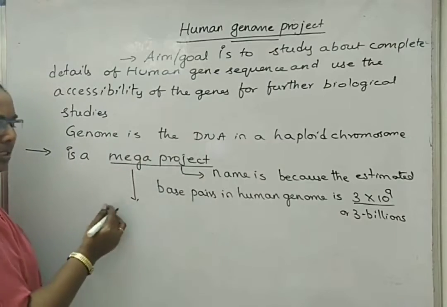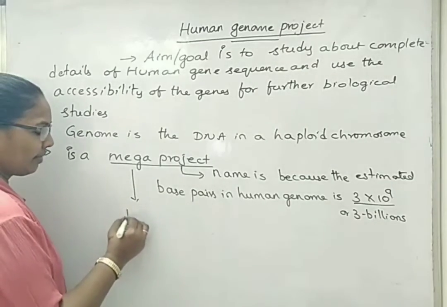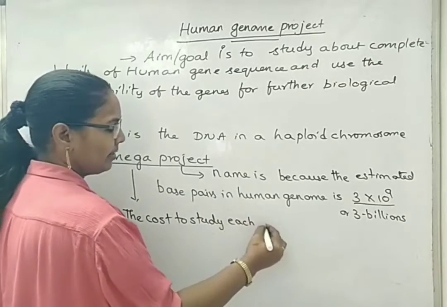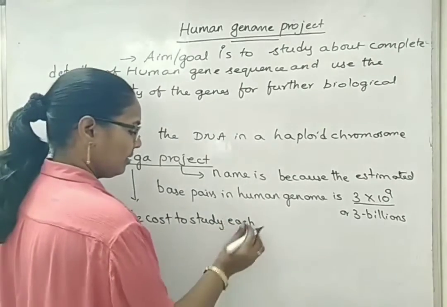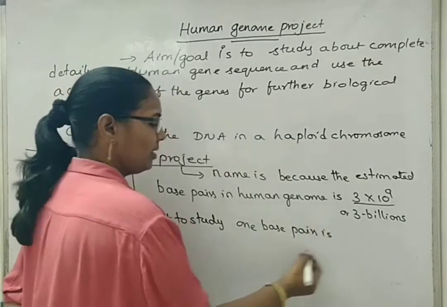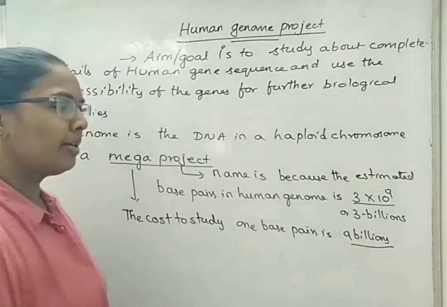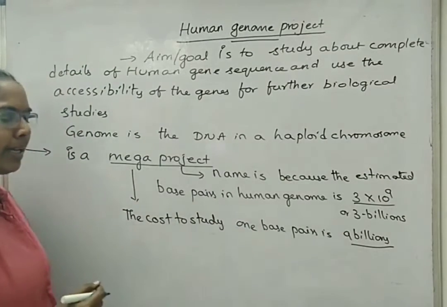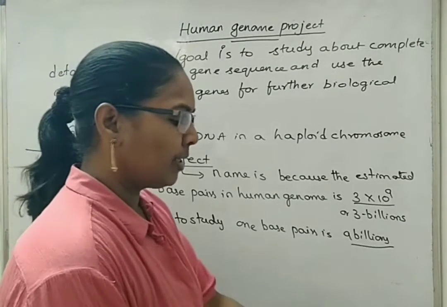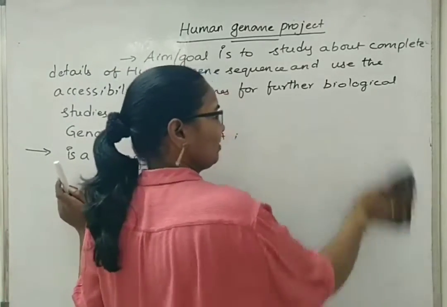And also the cost of the study of each base pair, it was estimated as 9 billions. The cost to study one base pair is 9 billions. Because of the cost, and because of the study of the number of base pairs, it was considered a mega project. Now we will see some of the characteristics or salient features of the Human Genome Project, or the human genomes which are used in the project.